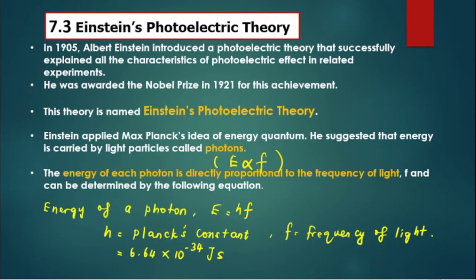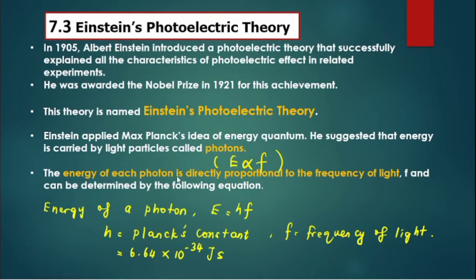Einstein photoelectric theory. In 1905, Albert Einstein introduced a photoelectric theory that successfully explained all the characteristics of photoelectric effect in related experiments. He was awarded the Nobel Prize in 1921 for his achievement. This theory is named Einstein's photoelectric theory. Einstein applied Max Planck's idea of energy quantum. He suggested that energy is carried by light particles called photons, meaning energy is in discrete form.